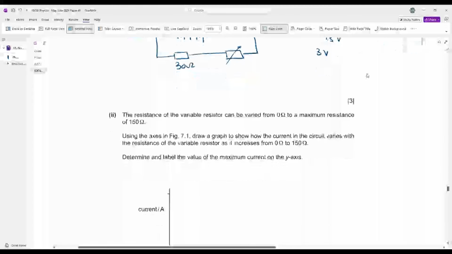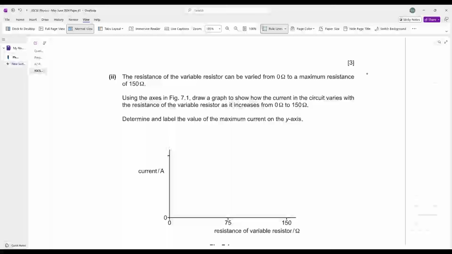5 multiplied by 1.5, that is 7.5. Simple. The resistance of the variable resistor can be varied from 0 ohm to a maximum resistance of 150 ohm. Use the axis in 7.1 to draw a graph to show how the current in the circuit varies as the resistance of the variable resistor increases from 0 to 150 ohms. Determine and label the value of the maximum current on the y-axis.